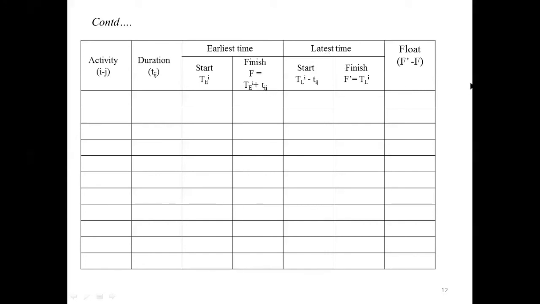You have to write float. Since in the problem the activities between the nodes are not given, instead they are given the network diagram. With respect to the network diagram, you need to write the activities.